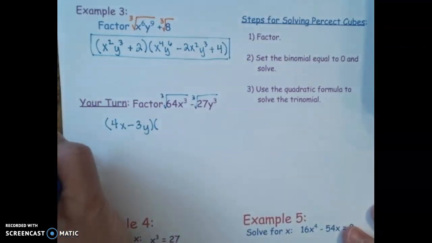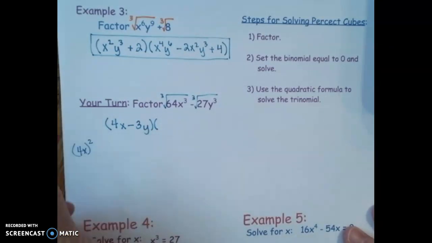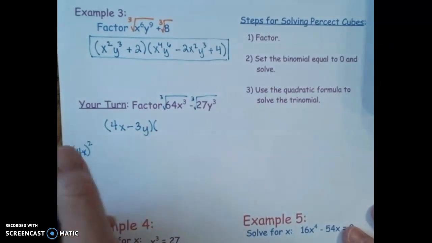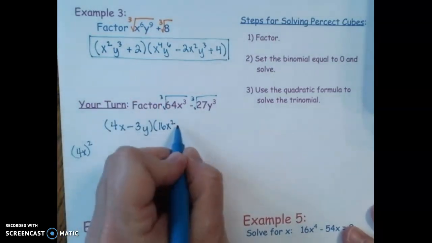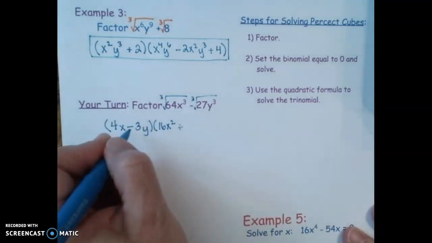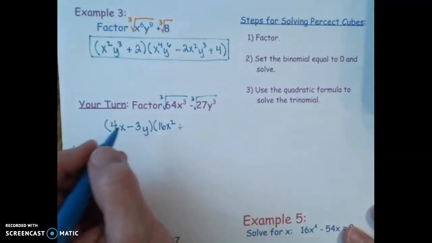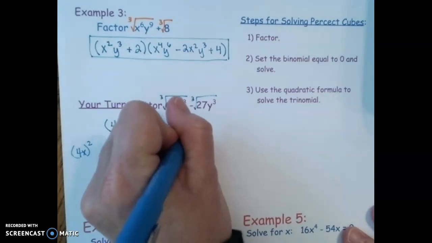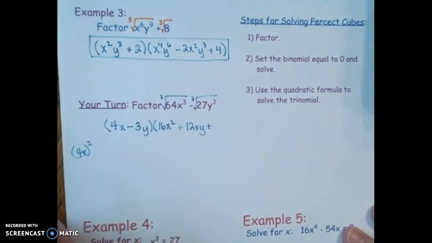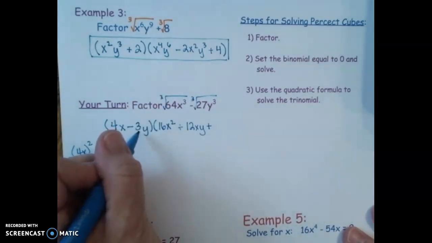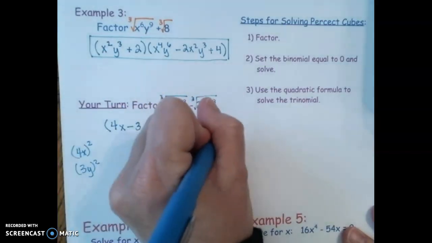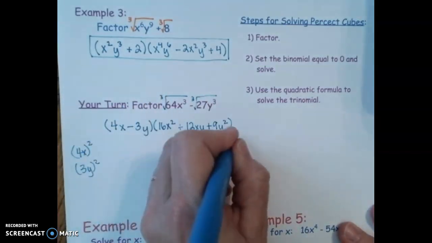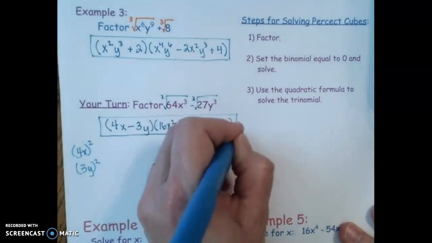Square your first term. So again, maybe it helps you to come to the side. You need to square each piece. So that's going to give you 16x squared. Opposite sign. We need the product of these two. So 4x times 3y is going to be 12xy. Always a plus. Square the last. So 3y squared, again, maybe the visual helps you. Square each piece. So that gives you 9y squared. Hopefully you got that one correct.